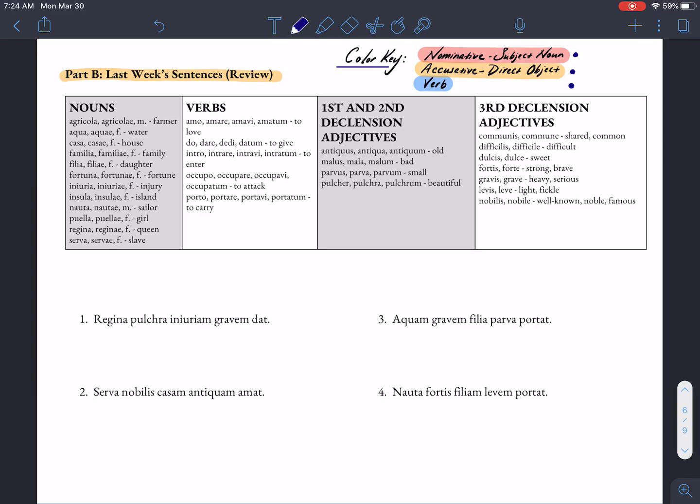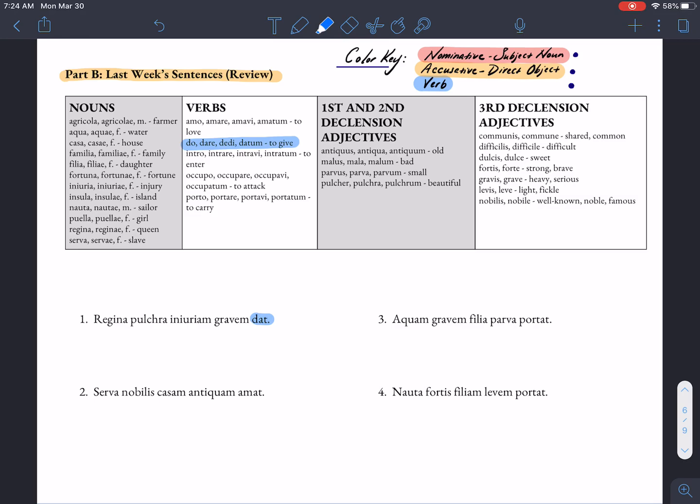So let's start first things first. Sentence number 1: Regina pulchra iniuriam gravem dat. First things first, we find our verb. Usually it's at the end of the sentence like that. And that comes from do, dare, dedi, datum, to give.